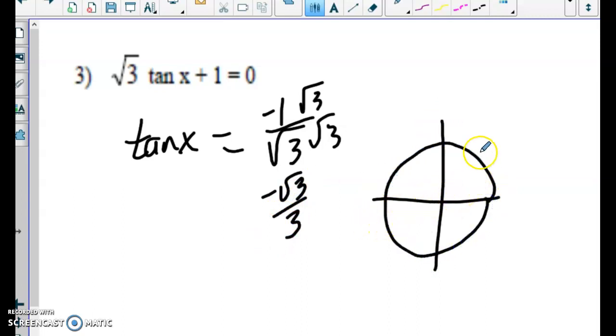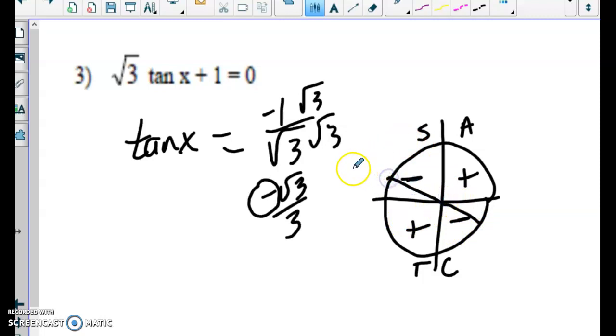And we know that all students take calculus. So I know that the tangent is positive here. It's going to be negative here, and we're looking for the negative ones. The tangent's going to be positive here and negative there. So I know that at this angle and at that angle, we're going to have -√3 over 3.